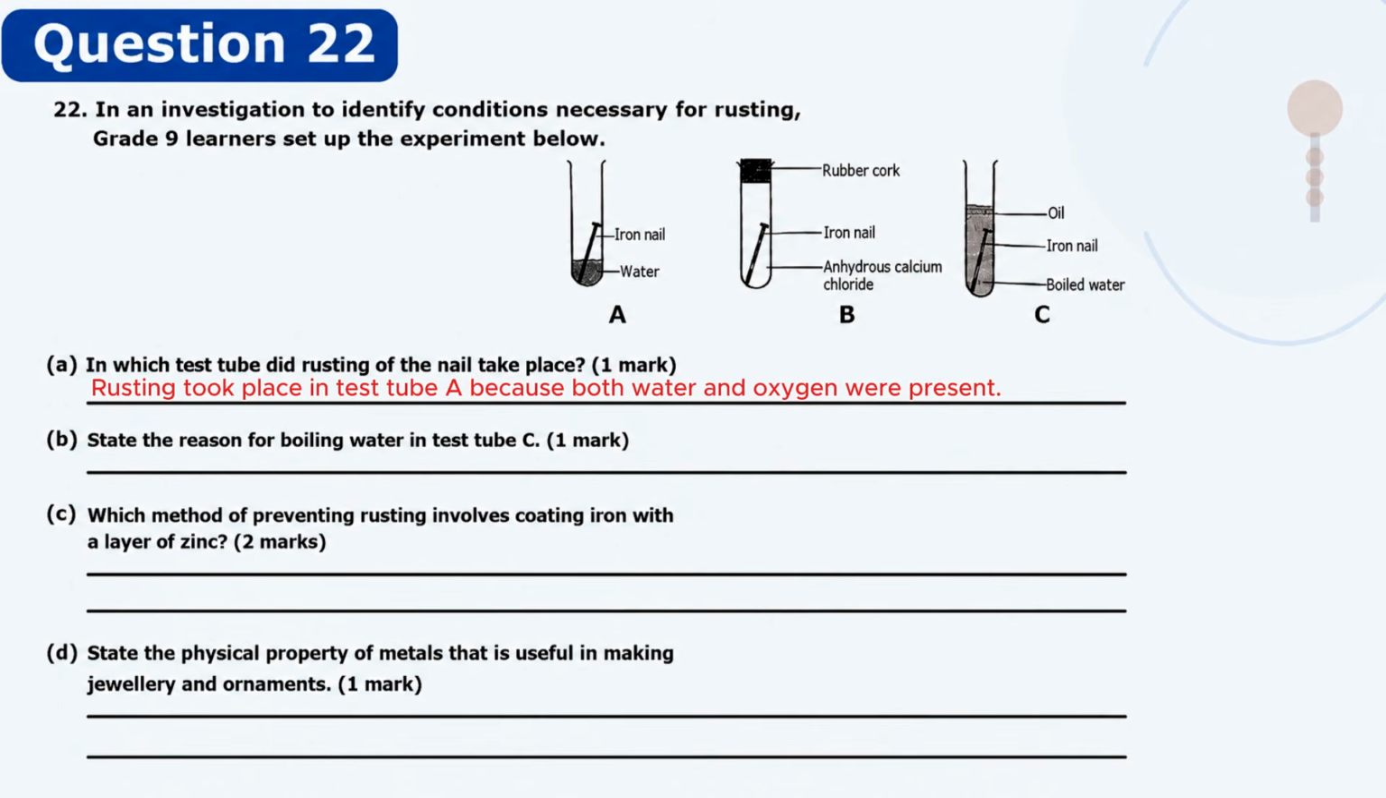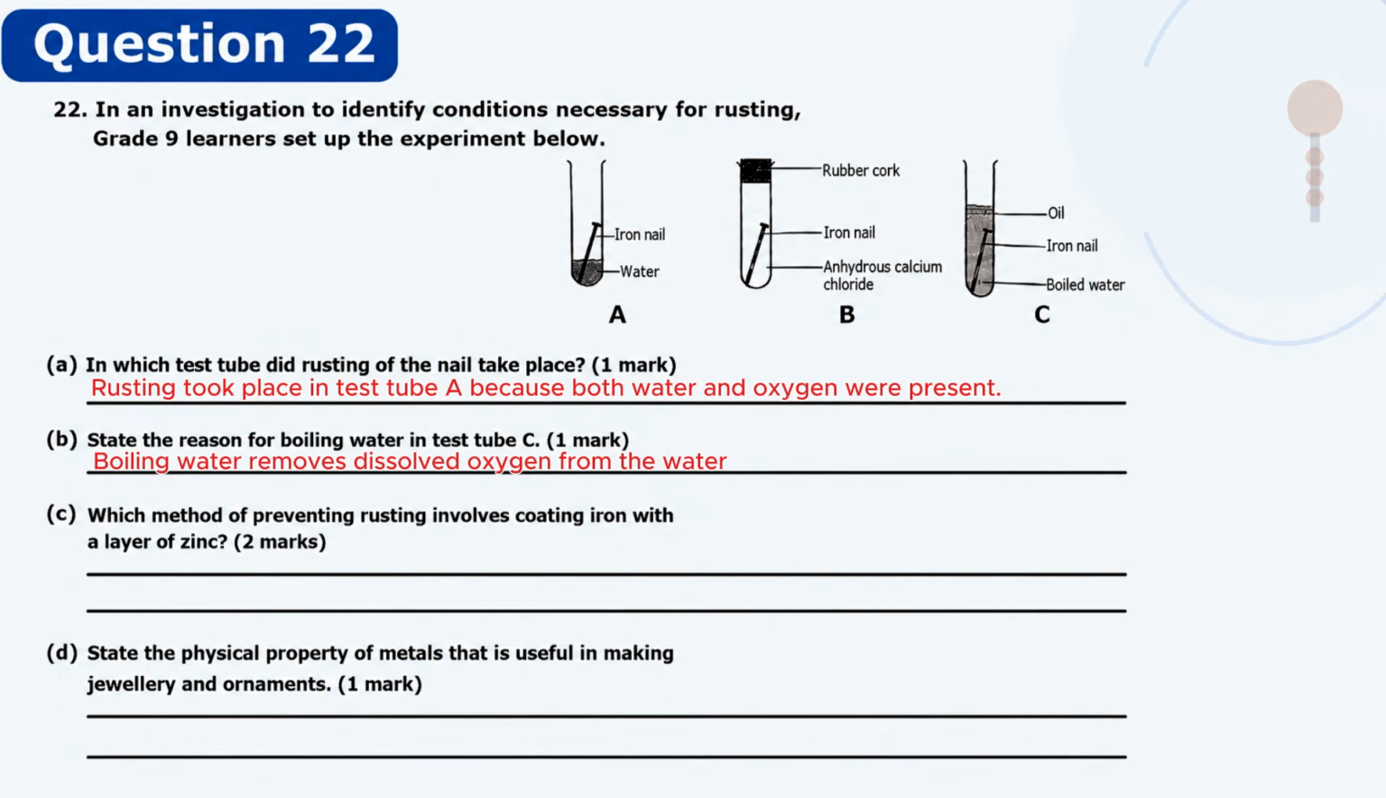And then B, state the reason for boiling water in test tube C. Why are we boiling water in test tube C? Boiling water removes dissolved oxygen from the water. Now, the oil layer prevents oxygen from entering again. So we are first boiling water to remove any dissolved oxygen, and then we are putting the oil layer to prevent oxygen from entering again into the water, and therefore that nail is not going to rust because there is water but there is no oxygen.